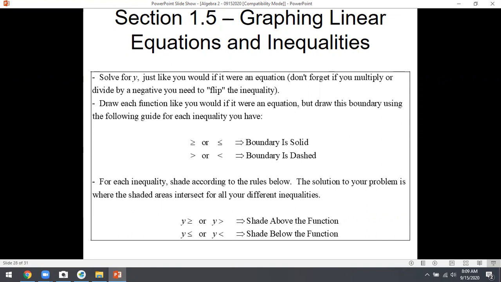And when you are solving for y with an inequality, remember you're doing the same thing you do with an equation. You're moving things from one side to another. You're dividing by stuff. But for crying out loud, when you are working with an inequality, remember that if you happen to multiply or divide by a negative, you have to flip your inequality. It's always something to be conscious of when you're working with inequalities.